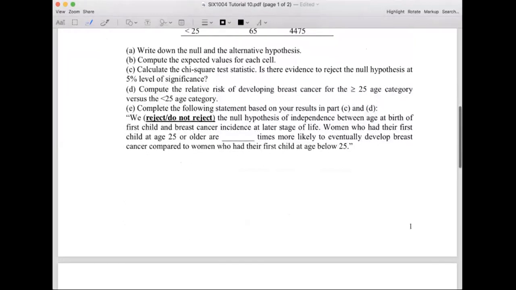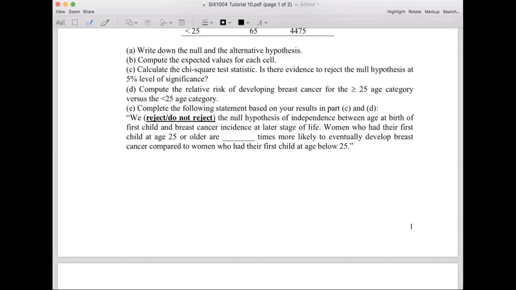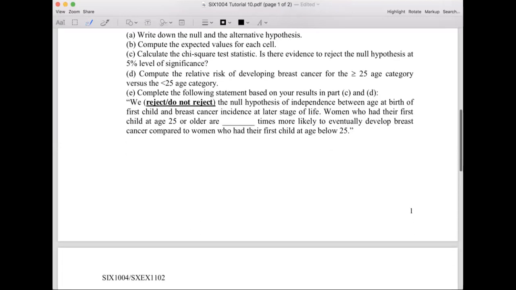All right, so then complete the following statement, right? So we reject or do not reject the null hypothesis of independence, right? We do not reject, right? All right, based on the test, women who had their first child at age 25 or older are 1.36 times more likely to develop breast cancer, right? Okay, based on the relative risk that we computed just now. Okay.